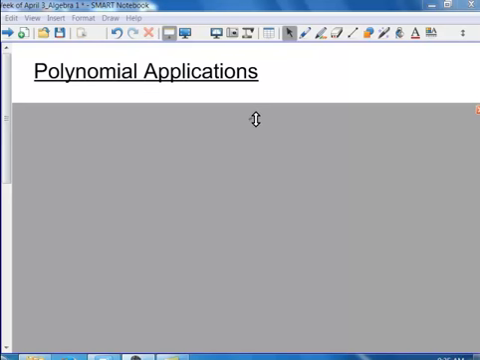Okay, today we're going to talk a little bit about polynomial applications, so like what you would do with a polynomial. So make sure you have today's date. For some of you it might be 4-5, for some of you it might be 4-6, so make sure you have the correct date here, please.